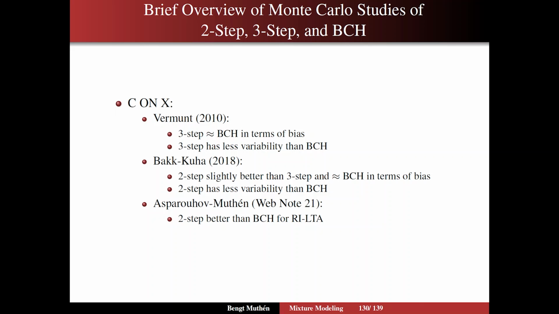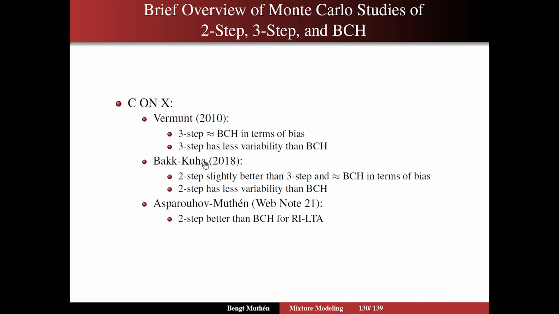But here are the key ones so far here in July of 2025. C on X, regression of C on X. And for that part of the model, Jerome Vermont in his 2010 paper studied 3-step compared to BCH. And they're approximately equal in terms of bias. 3-step has a bit less variability than BCH.